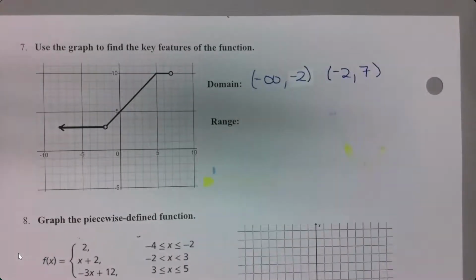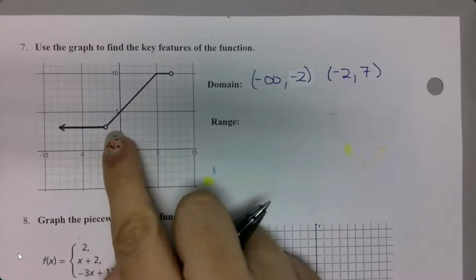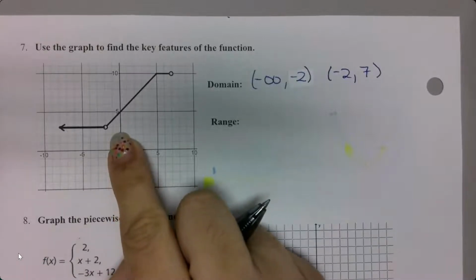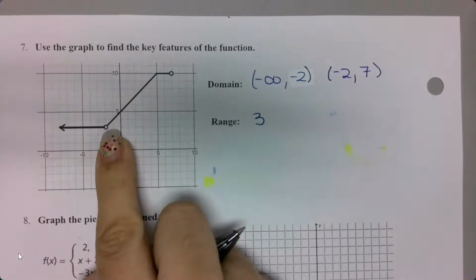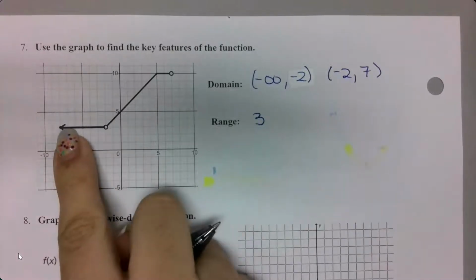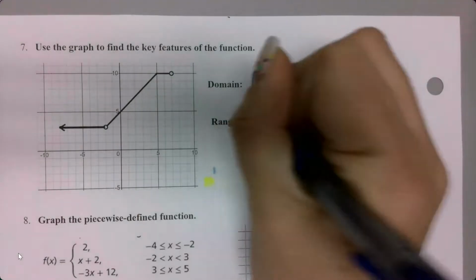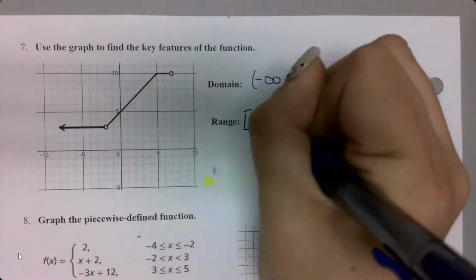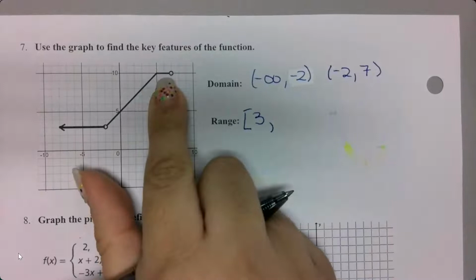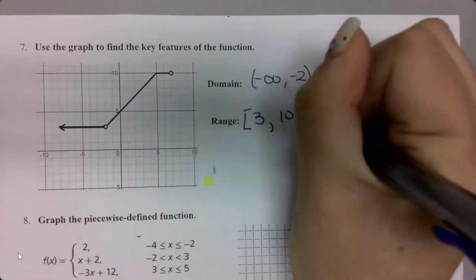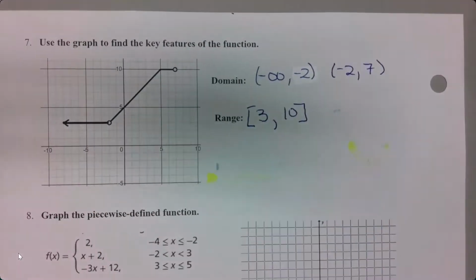Okay. My range is my possible y values. It's in between. This one is 3. And even though there's a hole right here, I still have this whole line that is a part of the graph. That's part of it. So it can include that 3. And then it goes all the way up to here, which is my 10. Same thing, because I have that line, it can include that.